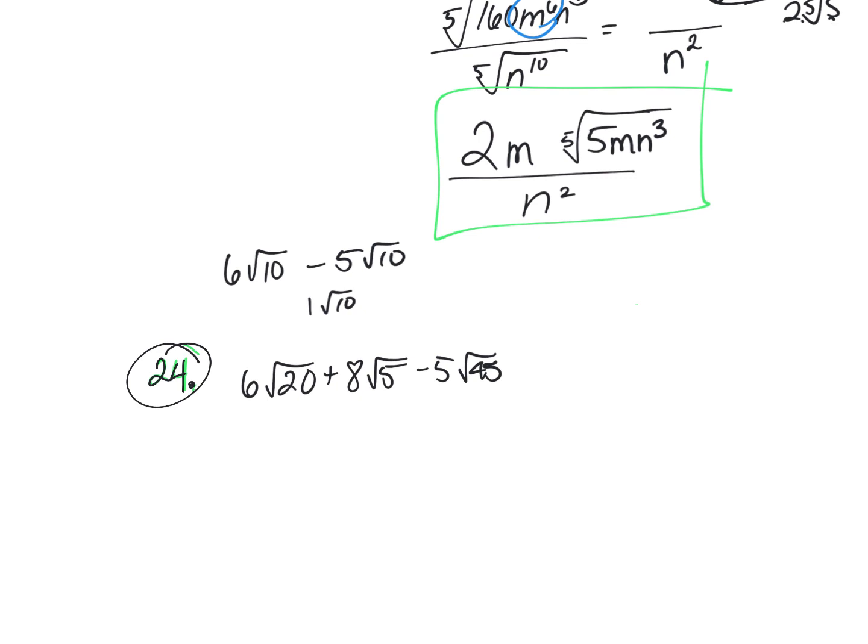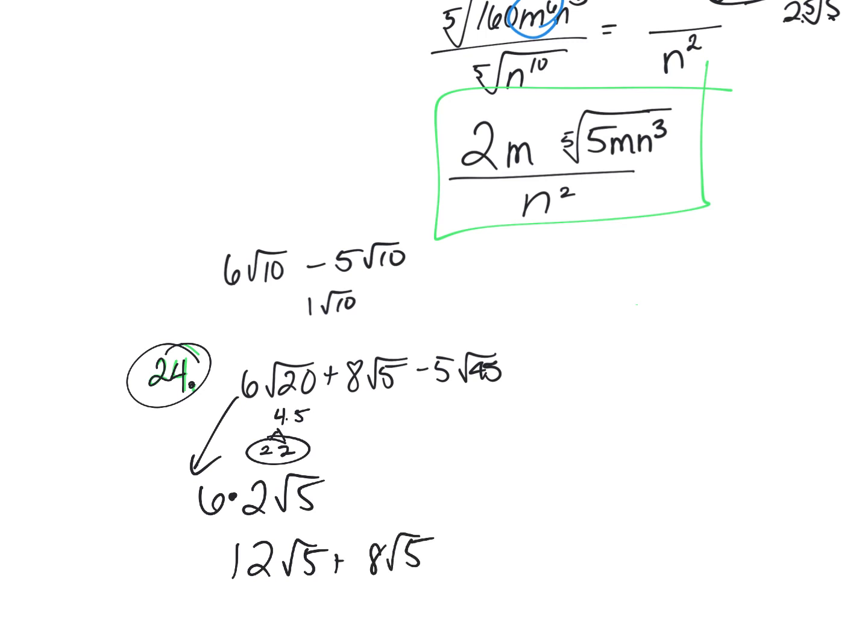Simplify the radicals. So 20 is 4 times 5, and 4 is 2 times 2, right? So that's 2 square root 5 times the 6. So when there's a number in front, you multiply it by what comes out of the radical. So that becomes 12 square root 5. Plus the 8 square root 5, it already is simplified. And then 45 is 9 times 5, which is 3 times 3. So that's 5 times 3 square root 5 minus 15 square root 5, because that minus comes down.